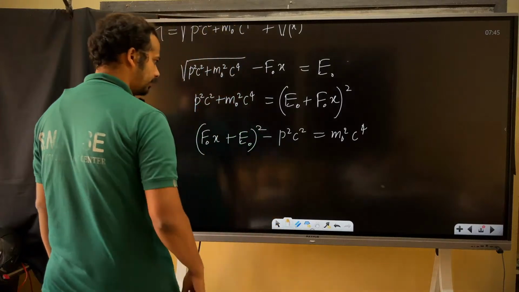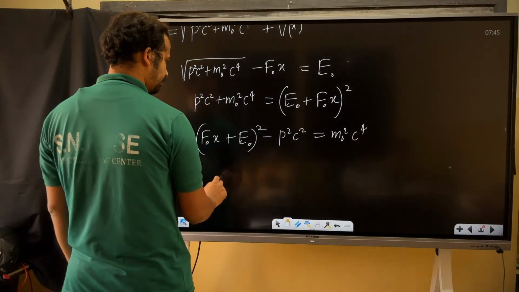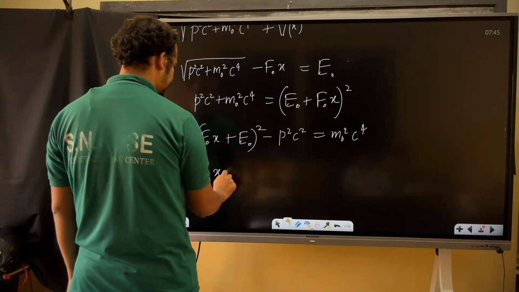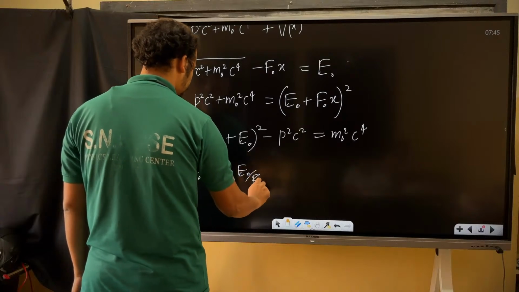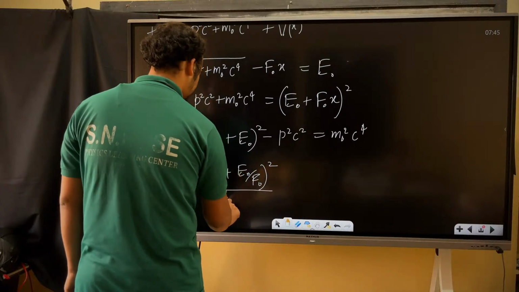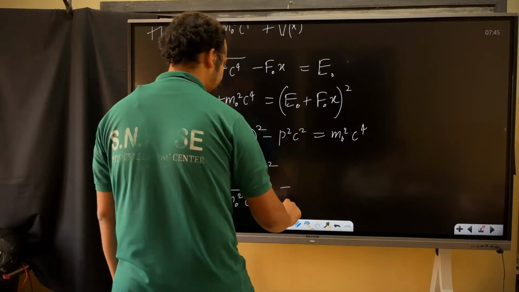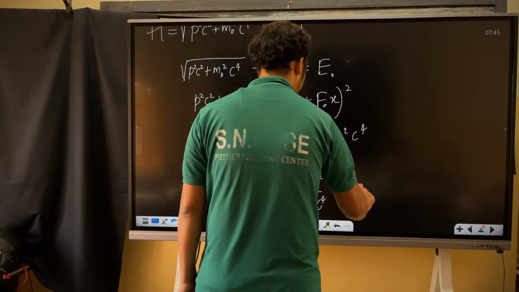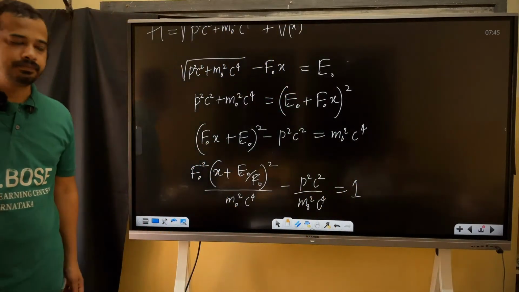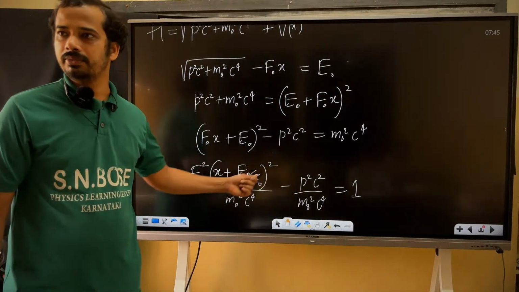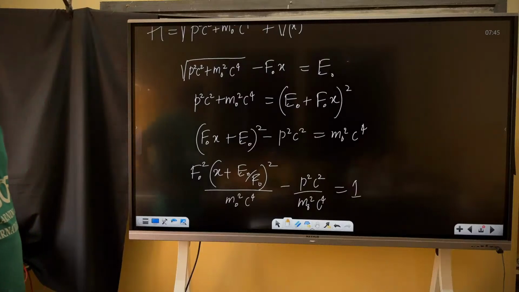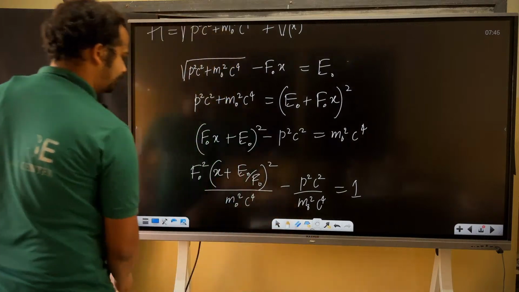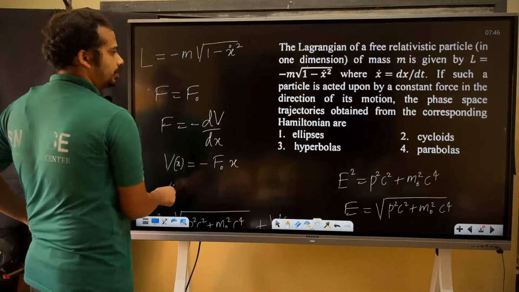What is your hyperbolic equation? If you take this F naught square outside, what will you have? x plus E naught by F naught the whole square divided by m naught square c power 4, minus p square c square by m naught square c power 4 is equal to 1. What is this one? A hyperbolic equation between x and p, a shifted hyperbola. Is that okay? Hyperbola.